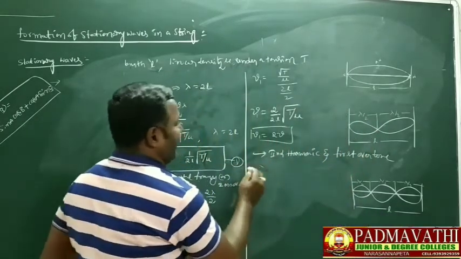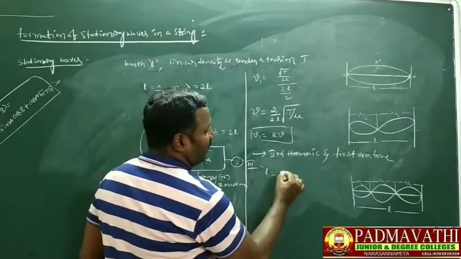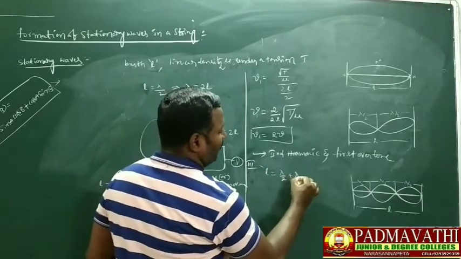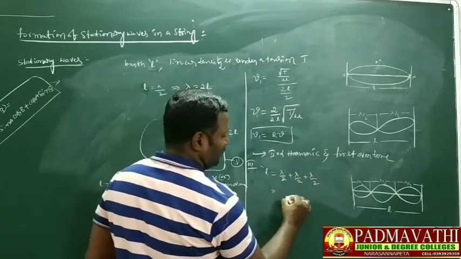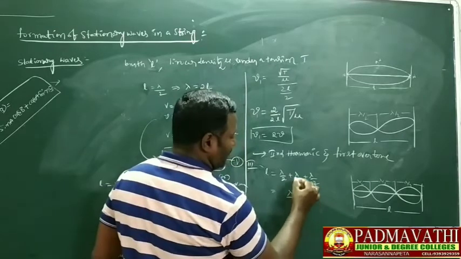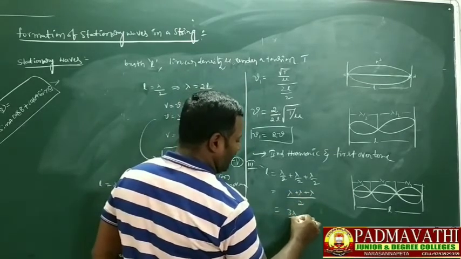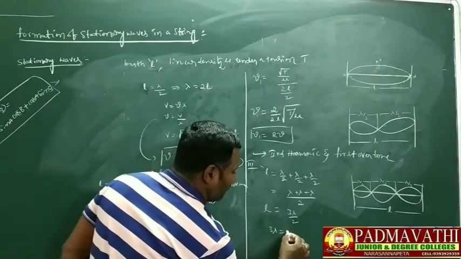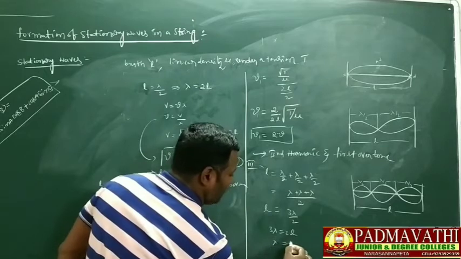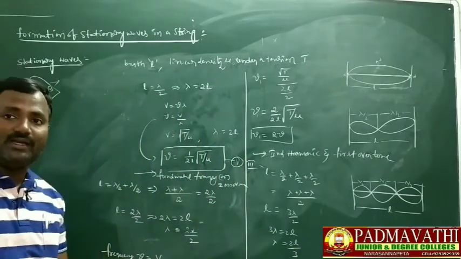So now we calculate the third one. L is equal to lambda by 2 plus lambda by 2 plus lambda by 2. Taking LCM 2, that is equal to lambda plus lambda plus lambda, that is 3 lambda by 2. So L is equal to 3 lambda by 2, that is 3 lambda is equal to 2L. Lambda is equal to 2L by 3.